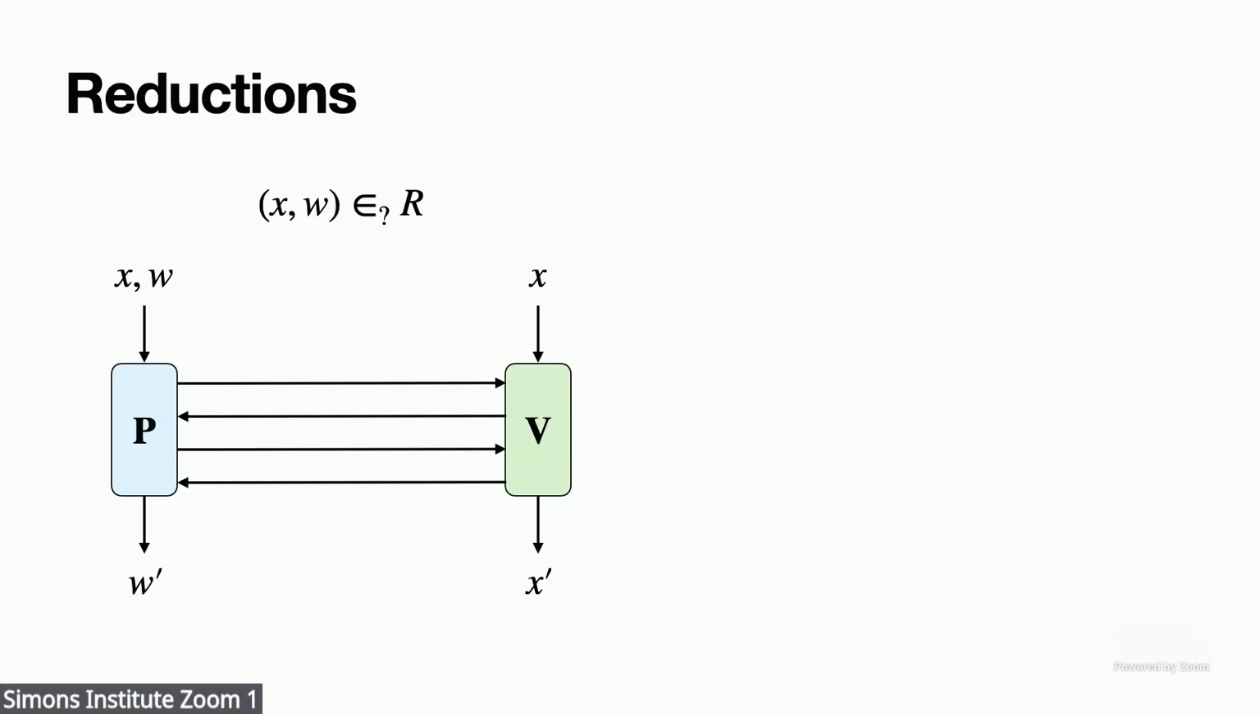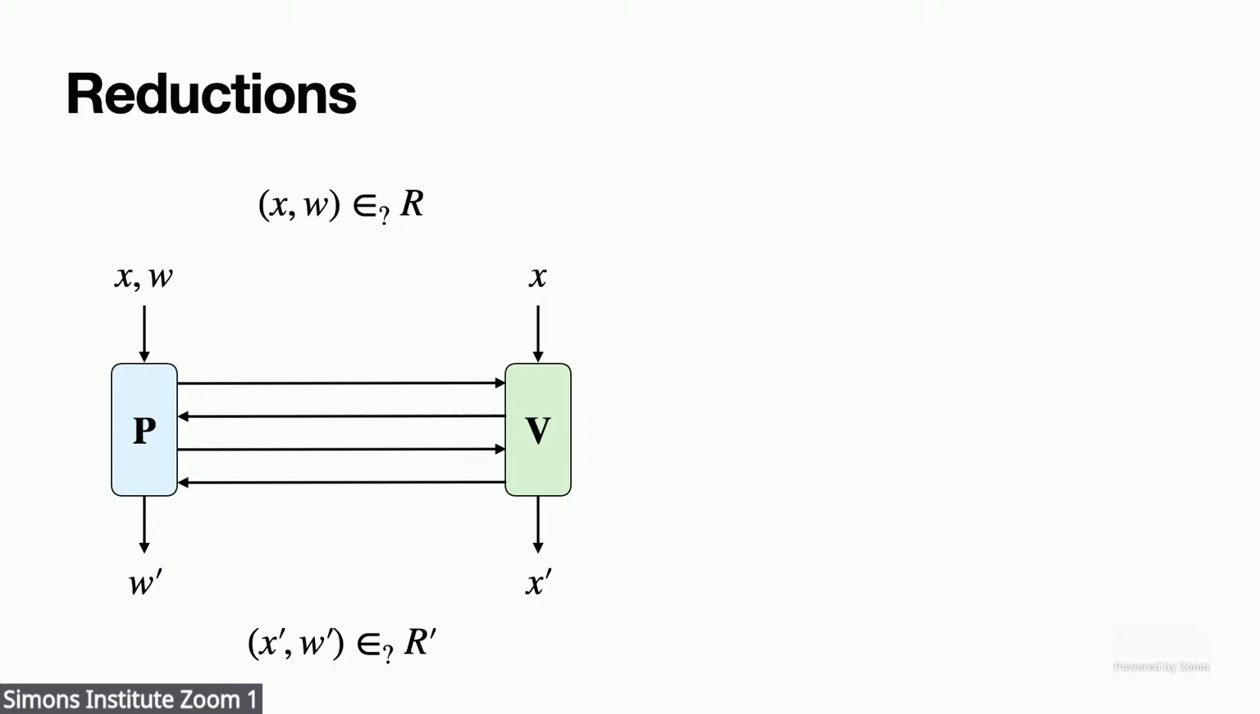In a reduction, the verifier is just going to output a new instance, and the prover is going to output a new witness. And the claim is that this new statement and witness is in a new relation. So informally, you can think of a reduction as not actually testing membership in some relation R, but rather reducing a claim about membership in R into a claim of membership in some new relation R prime.